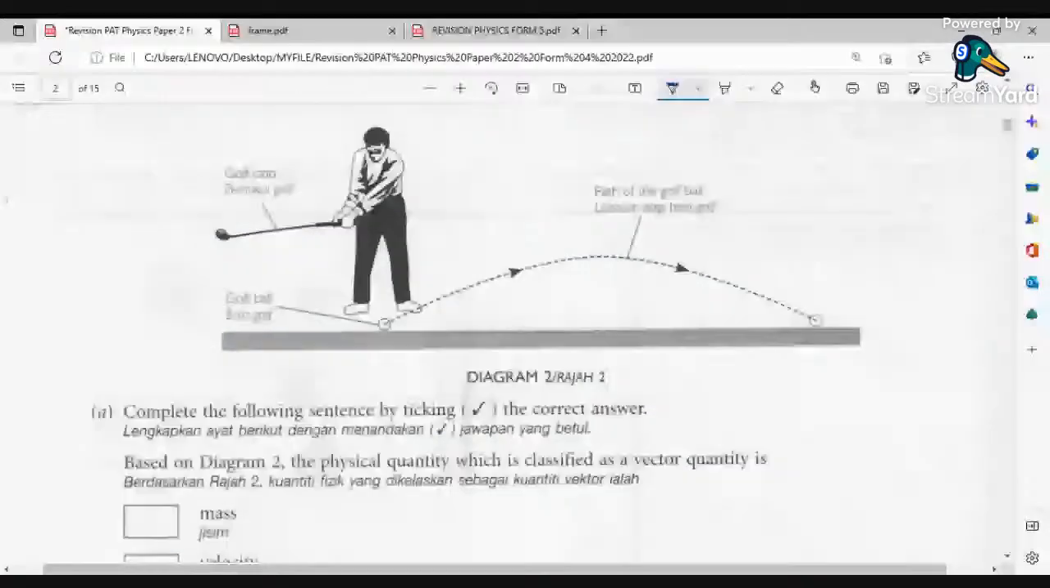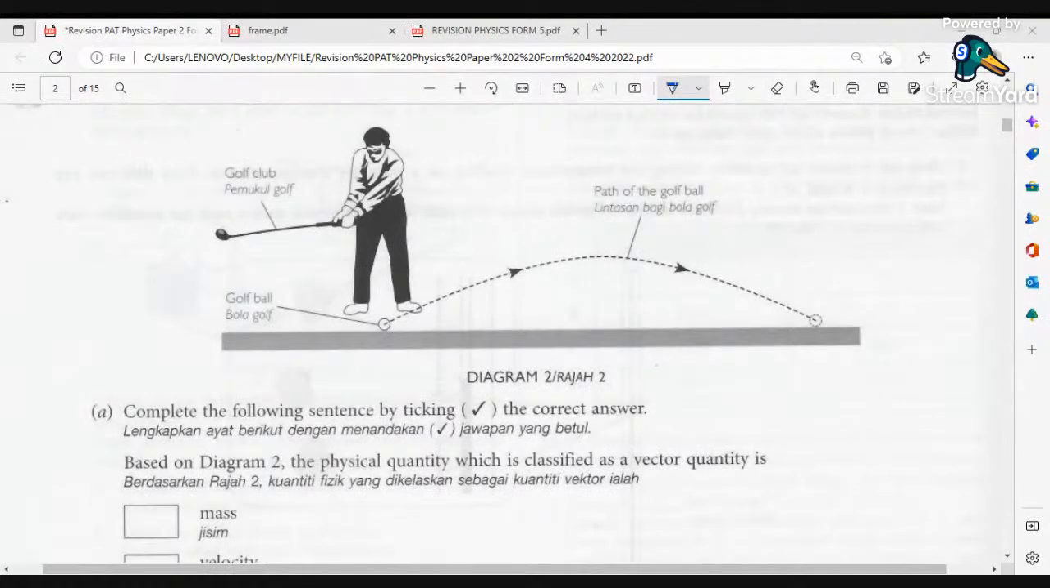If you have a question, just write in the chat.